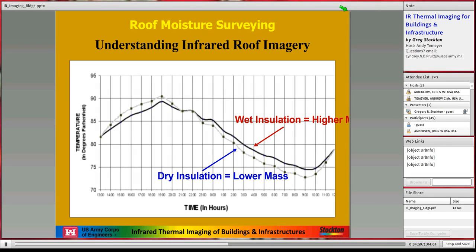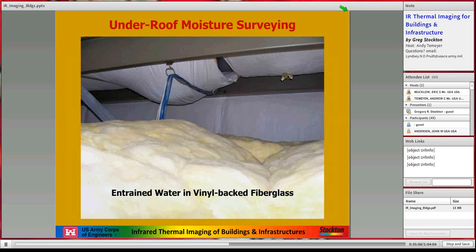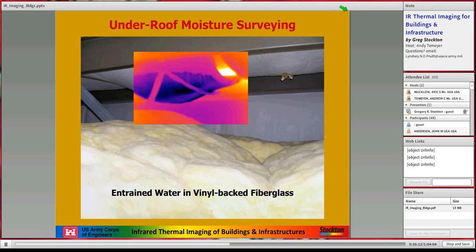Basically, it shows that twice a day the temperatures flip between the higher mass and the lower mass areas. So we have to plan to be on the roof at the right time. As you can see from this time temperature plot, wet insulation heats up and stays hotter longer. In that window of uneven heat dissipation, we do our work.